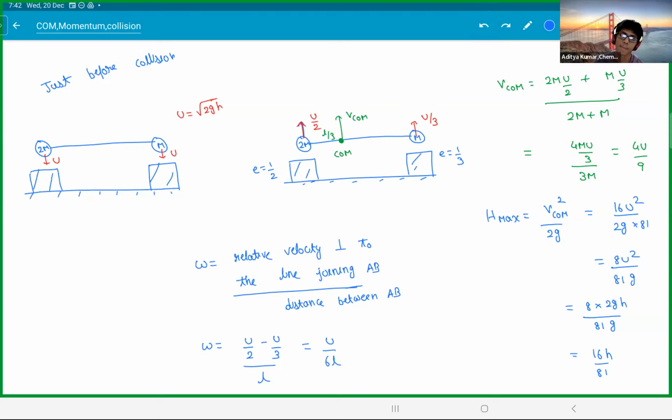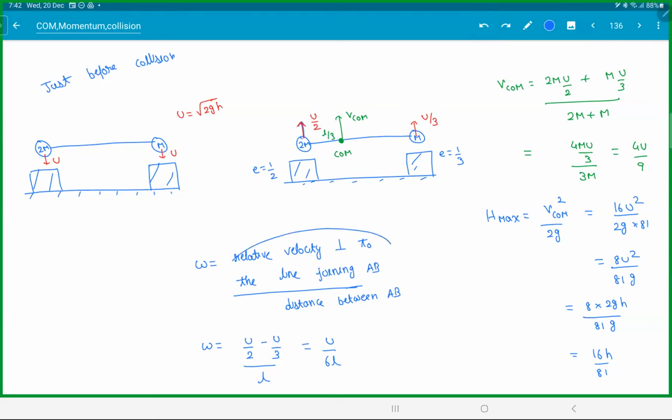See, omega is not about center of mass. It's the relative velocity between any 2 points by the line joining them. Any 2 points can be the center of mass also. Center of mass is a point about which you can split the motion into translation plus rotation. But fine, that works. Clear with this, everyone?